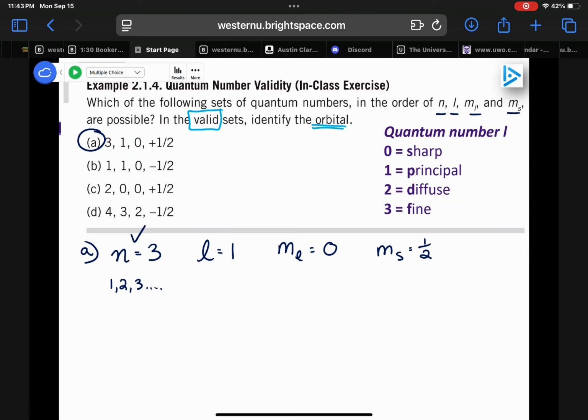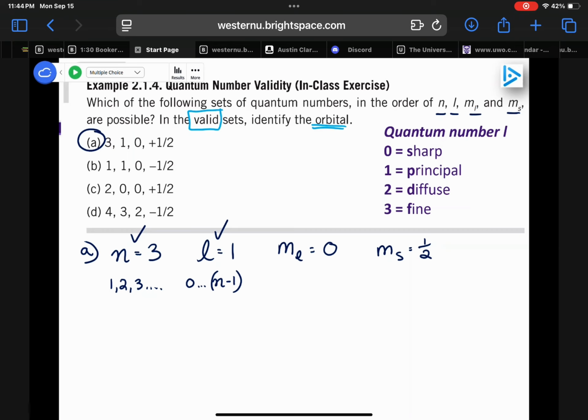Yeah, that looks fine to me. For L, its rules are it goes from 0 to n minus 1. N is 3, so L could be, based on n, 0 or 1 or 2. L equals 1 is one of those valid options.